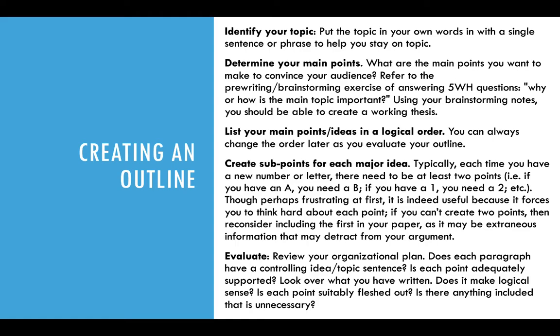And this is a ticky thing that one of my bosses used to hate, and it's something that kind of annoys me too: if you've got a new number or letter, you need to have at least 2 points. So for every main point, every main idea that you're going to use to support your thesis statement, I need you to have at least 2 supporting elements to it. So, if you've got an A, you need a B. If you have a 1, then you need a 2.